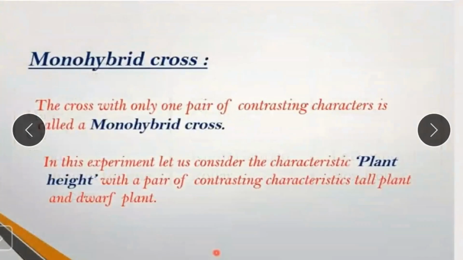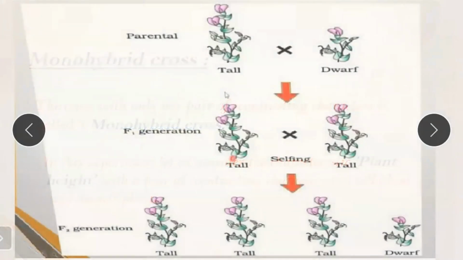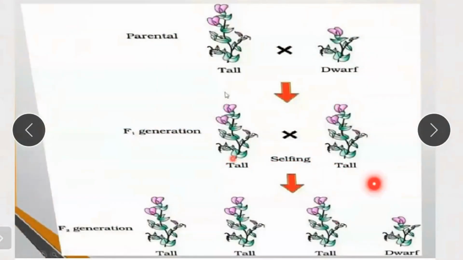Then we have seen about the monohybrid cross. What is monohybrid cross? The cross with only one pair of contrasting characters is called what? Monohybrid cross. Here only one pair of contrasting characters is considered. In this experiment, he has considered only one character, that is plant height, with a pair of contrasting characteristics, that is a tall plant and a dwarf plant. Okay, now this is the presentation of the crossings.